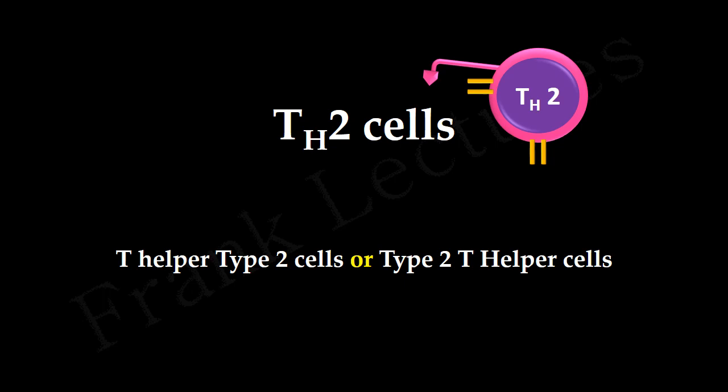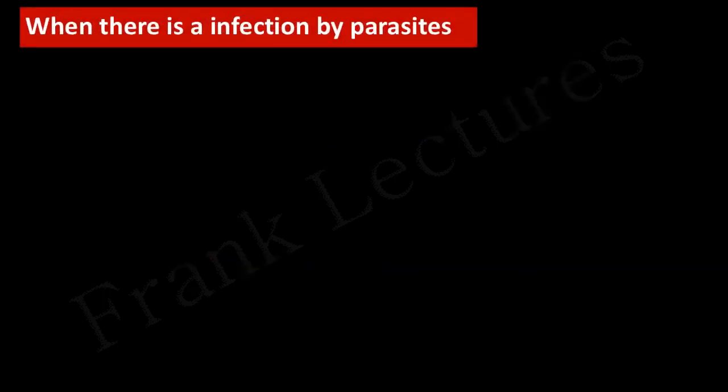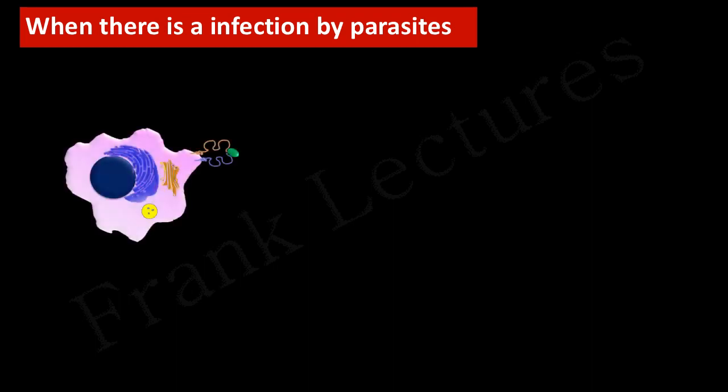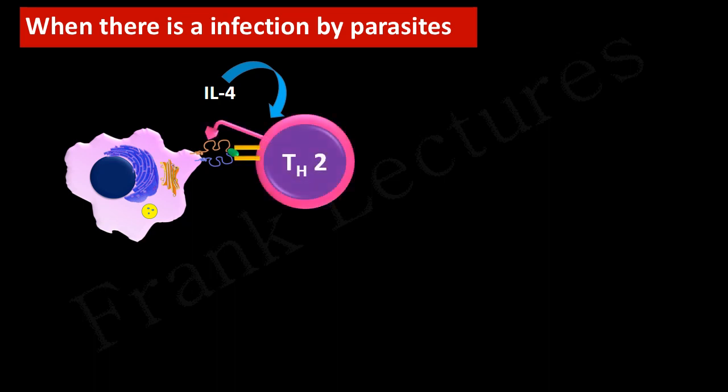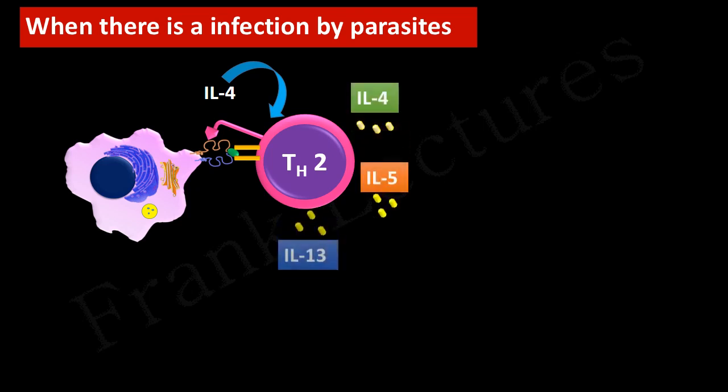T helper type 2 cells. When there is an infection by parasites, such as helminthic parasites, the cells of the innate immunity release interleukin 4. The naive T cell recognizes the antigen presented by the dendritic cell, and in the presence of interleukin 4, this naive T cell differentiates into a T helper type 2 cell. This cell now starts secreting interleukin 4, interleukin 5, and interleukin 13.